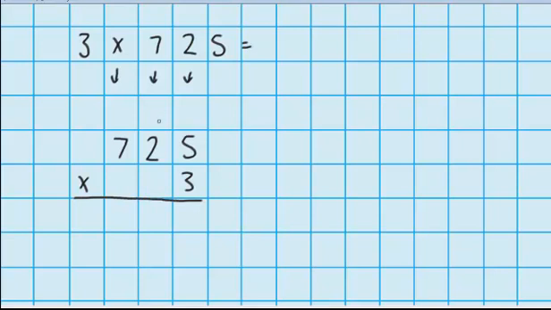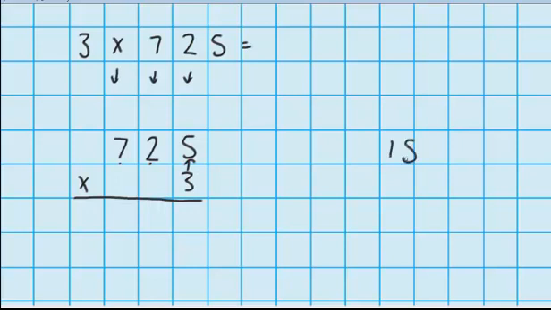Now we know looking at this number that this 2 is actually a 20 and this 7 is actually a 700. But to keep things really easy, I'm just going to refer to it as a 2 and a 7. Right, let's start with this column here. We need to multiply the 3 by the 5. So 3 times 5 is 15.